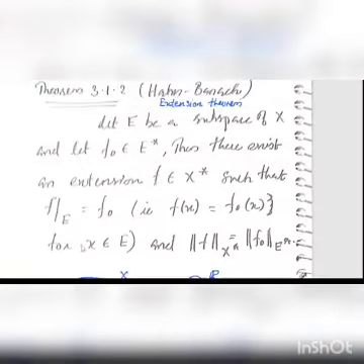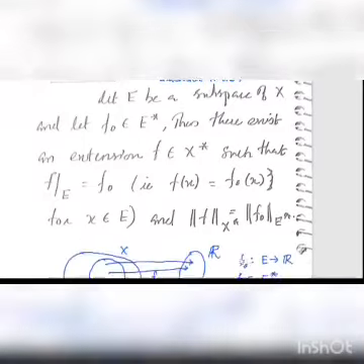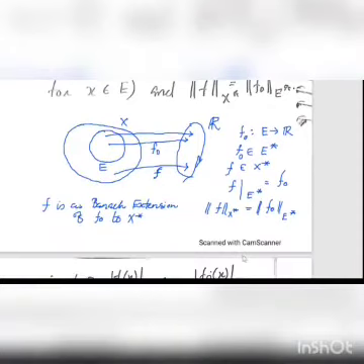So now we come back to the theorem. E is a subspace of X and f naught belongs to E star, then there exists an extension f belonging to X star such that f restricted to E is equal to f naught. That is, f of x is equal to f naught of x for all x belonging to E, and the norm of f with respect to X star is equal to the norm of f naught with respect to E star. Now we are not going to prove it here.